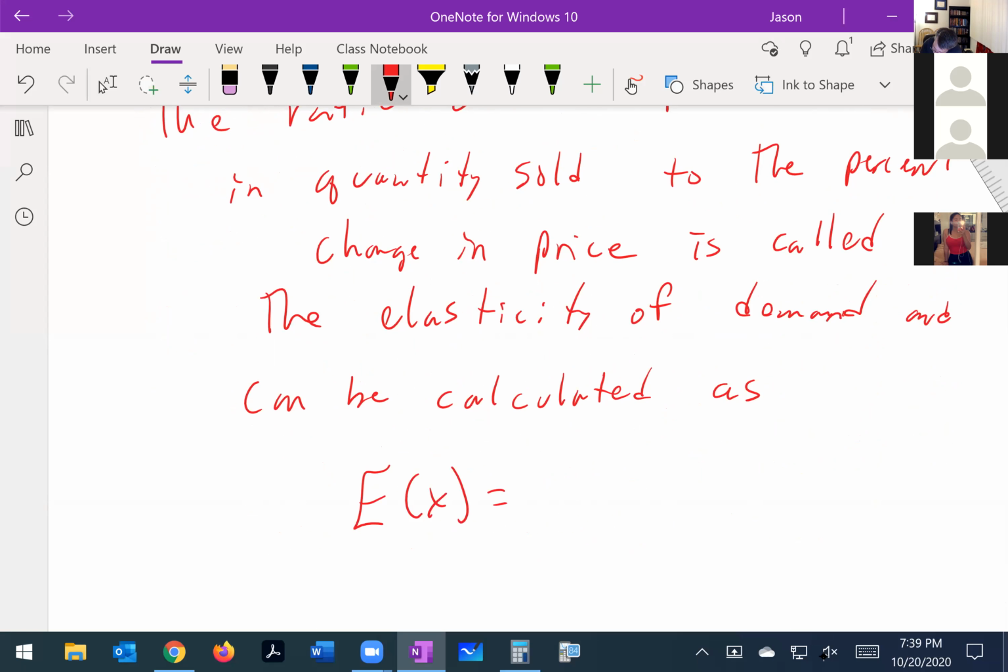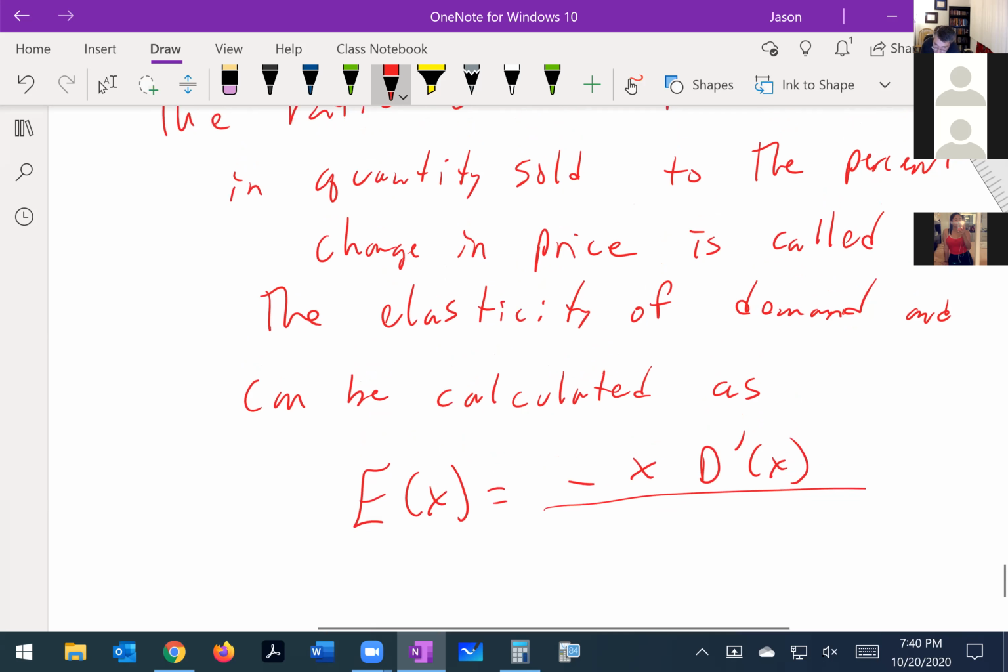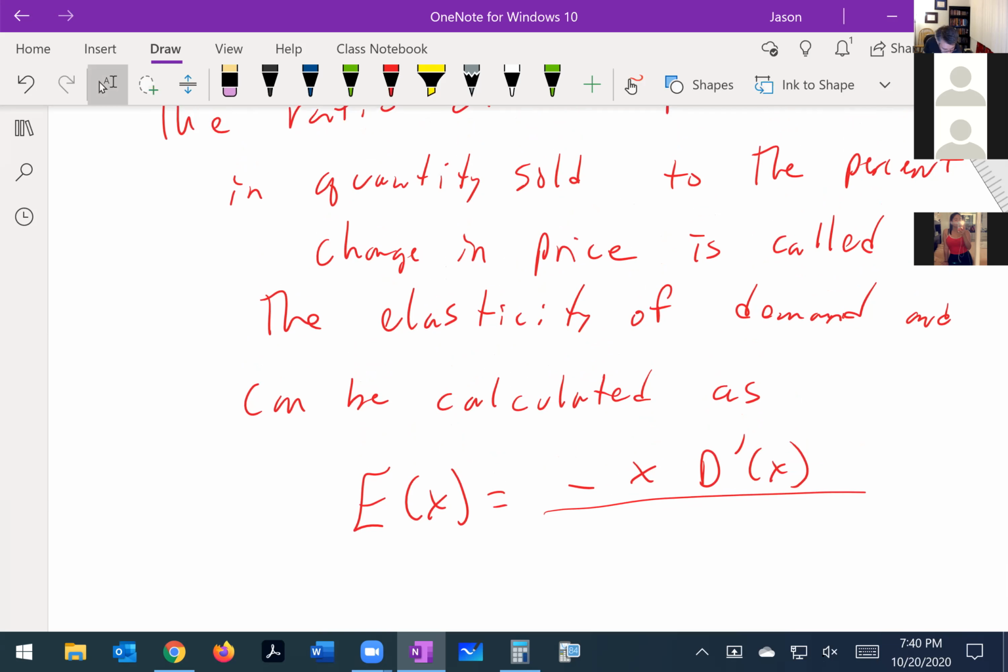is equal to negative x times d prime of x, that's the derivative of the demand curve, at a certain price point. So x is the price point, over d of x, this is the quantity. So the ratio of price over quantity, times the rate of change, and then we take a negative.